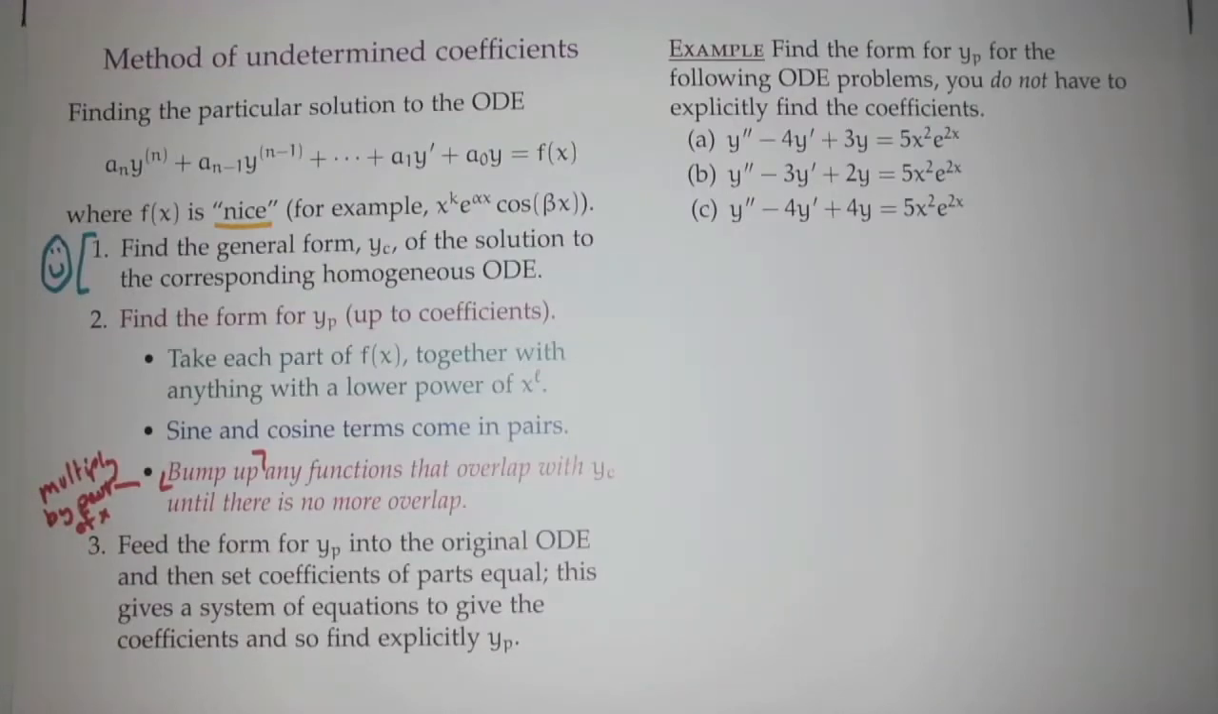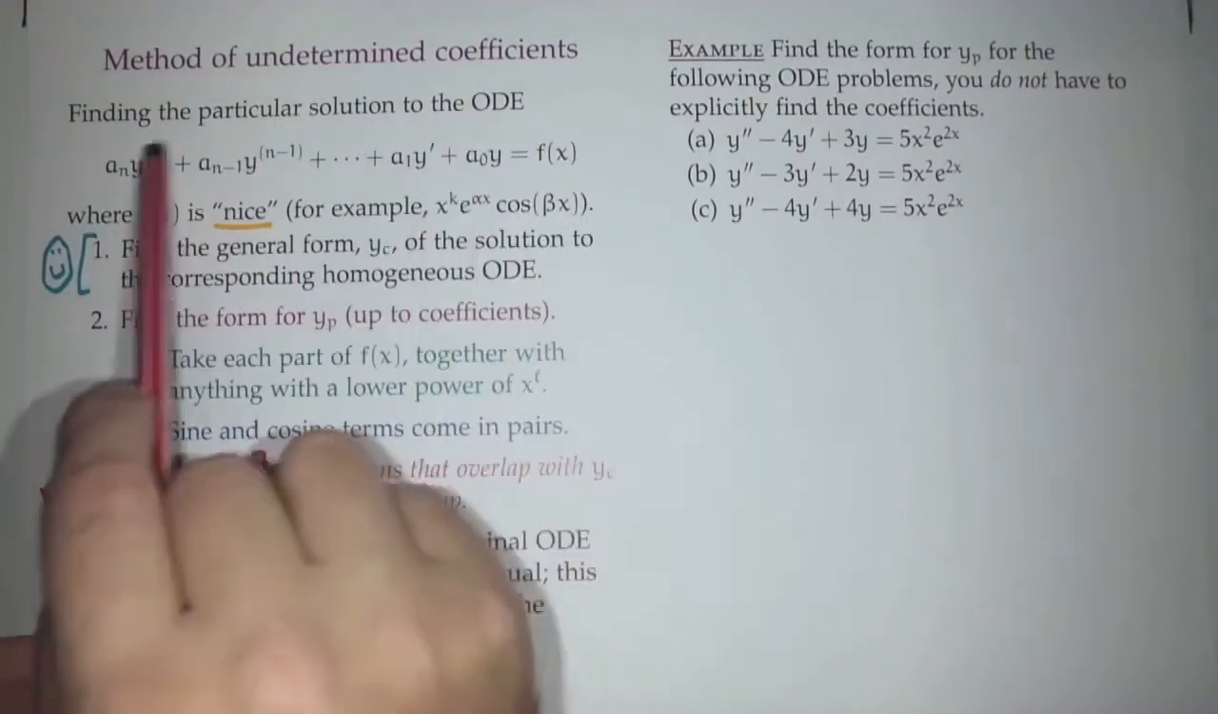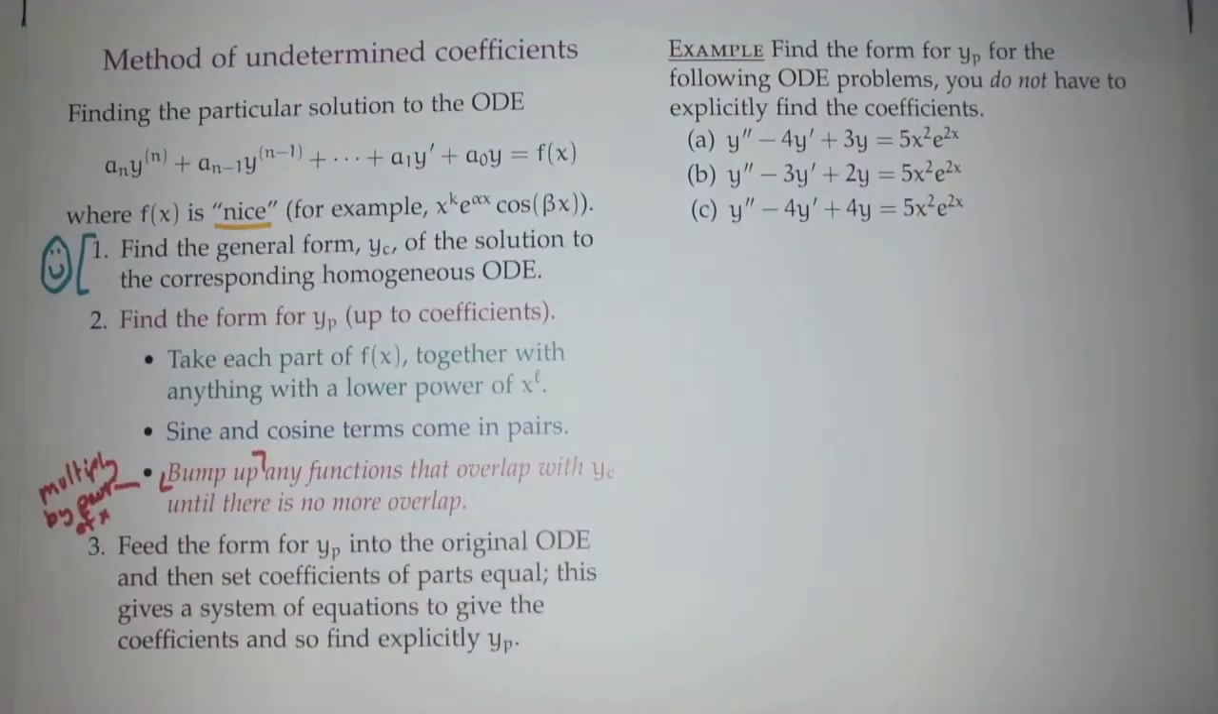So step 2 is write down what the particular solution looks like, up to the coefficients, which we don't know yet. The third step says, now that we know what our answer looks like, we just have to find the coefficients. The way we do it is we take our answer from step 2 and plug it into our original differential equation, and then we gather.